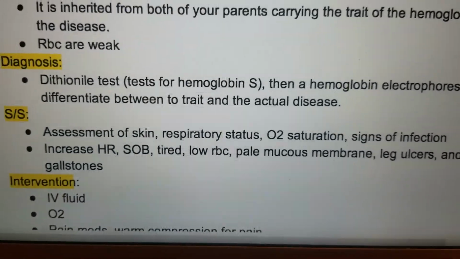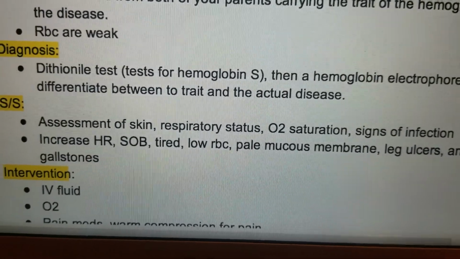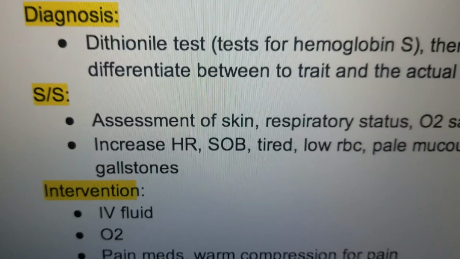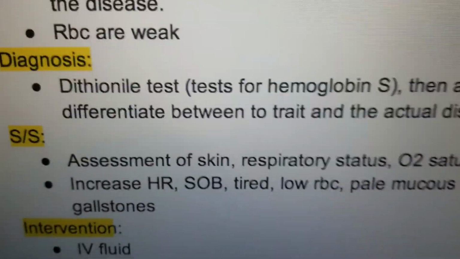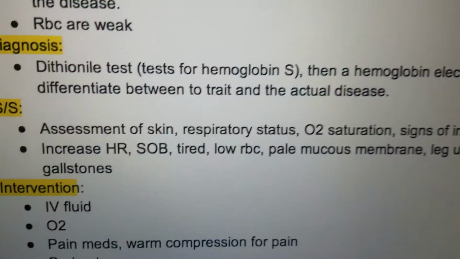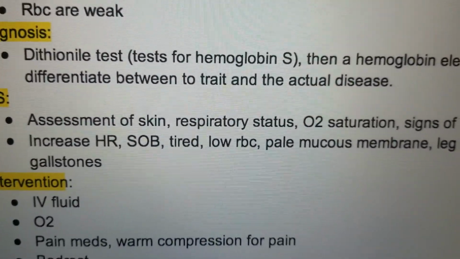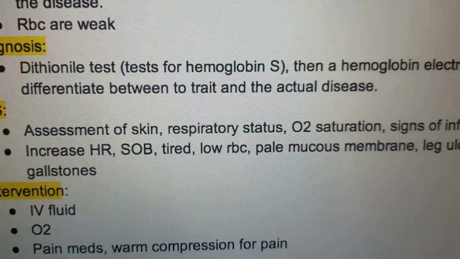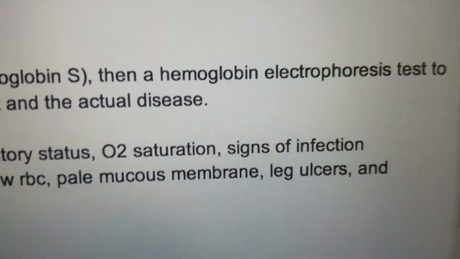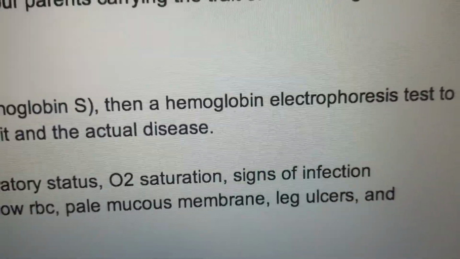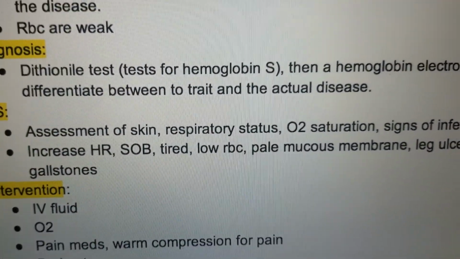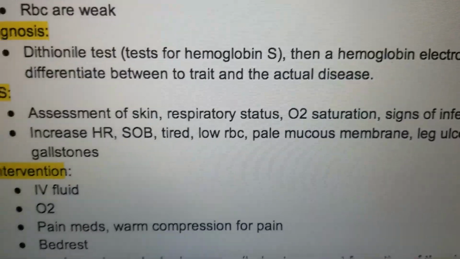For the diagnosis, the tests that we did to conclude this: we first did a Sickledex test, and it tests for hemoglobin S. It does not test for the difference between the trait and the actual disease. So we had to do a hemoglobin electrophoresis test, and this helps to differentiate between the actual trait and the disease.